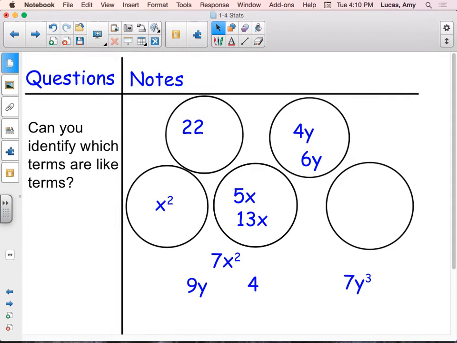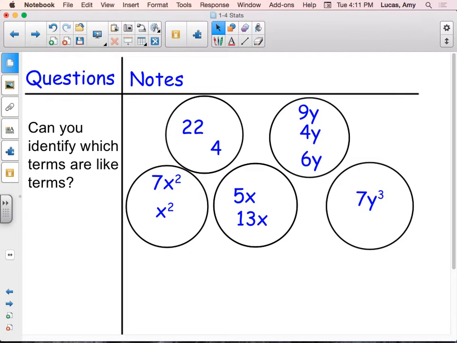I've got a 13x that can go with my 5x. I've got a 7x squared that can go with that plain 1x squared. My 9y can go with 4y and 6y. 4 can go with the 22, and 7y to the third is all by itself. So this is just to get you to be able to sort terms and determine whether or not they're like terms. So remember, the part that has to be alike is the variable part. That means the letters, including the exponents on them. If there are exponents on them, those also have to match.